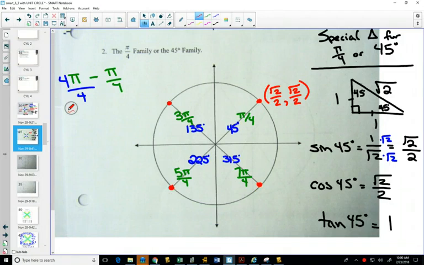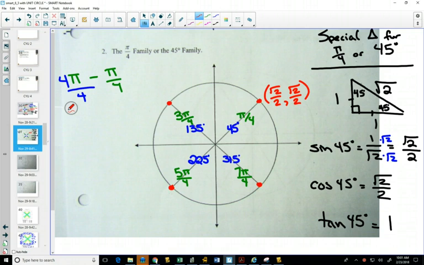Why? Because your x-coordinate is cos of 45 degrees, and your y-coordinate is sine of 45 degrees. And from our special triangle, we know that cos of 45 degrees is root 2 over 2, and sine of 45 degrees is root 2 over 2. So those become our coordinates there.